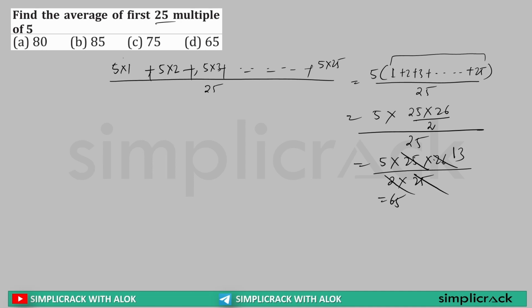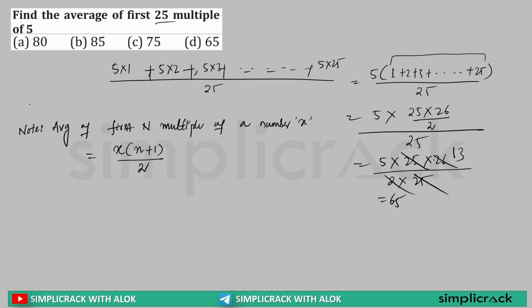Or the formula is, if it asks the average of first n multiples of a number x, any number, and it is asking about average of first n multiples, then sir, average is equal to x into n plus 1 divided by 2. So this is the formula.